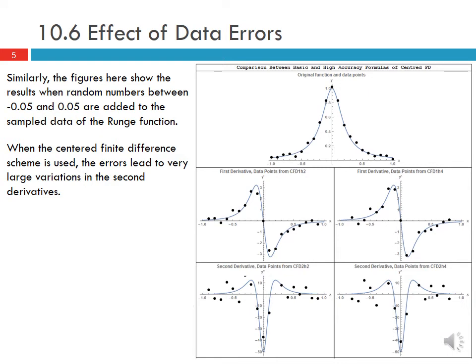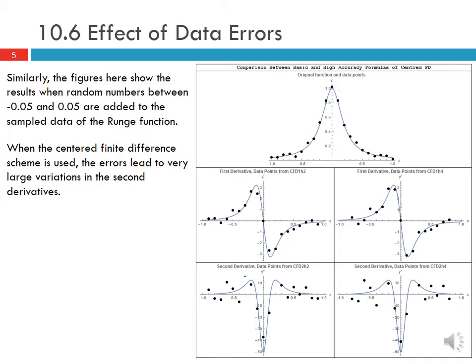Similarly, the figures here show the results when random numbers between -0.05 and +0.05 are added to the sample data of the Runge function. When the centered finite difference scheme is used, the errors lead to very large variations in the second derivative.